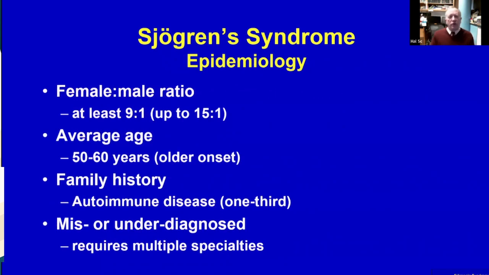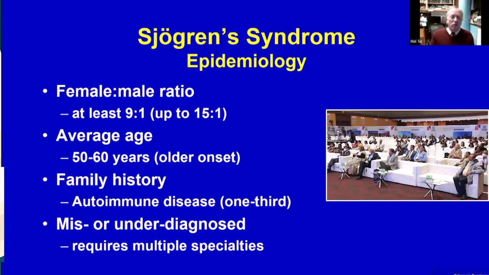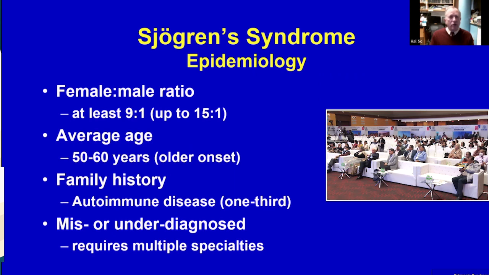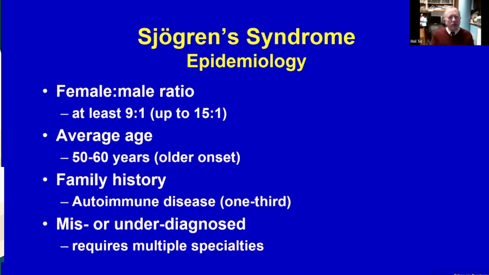The female-male ratio in Sjogren's is at least 9 to 1. It might be more like 15 to 1. I earlier said autoimmune diseases are of young adult women, but in fact, the average age of onset of Sjogren's is much higher than the average age of many other autoimmune diseases. However, when you talk carefully with these patients, many of them have been sick for many years. About a third of patients with Sjogren's have some other autoimmune disease in their family, and it is underdiagnosed quite frequently, requires multiple specialties. Patients are kicking around for many years without a diagnosis.